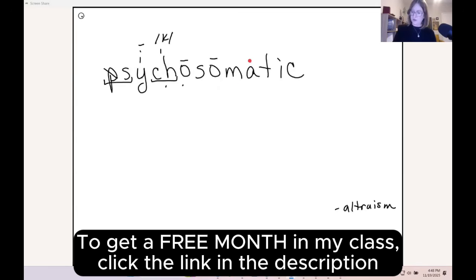This A is a rule breaker. Darn it. I was trying to avoid rule breaker words, but it's going to make its short sound for a reason that I have no idea. It just is a rule breaker. So this A says ah. And this I says i.